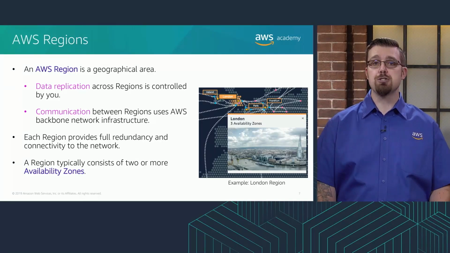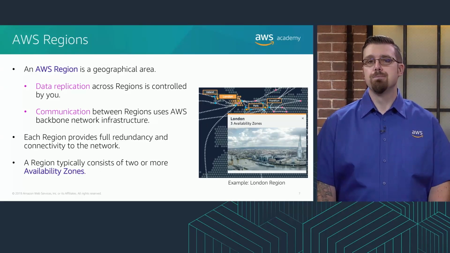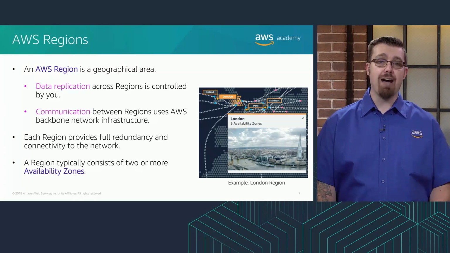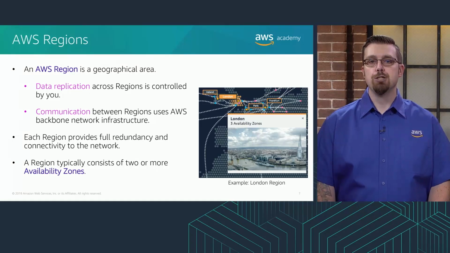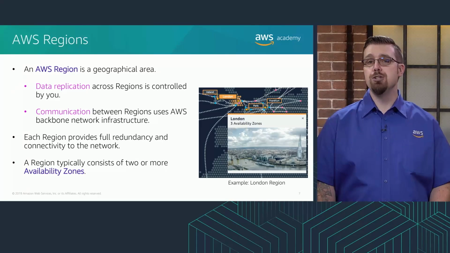AWS regions introduced before March 20th, 2019 are enabled by default. Any regions that were introduced after March 20th, 2019, such as Asia Pacific, Hong Kong, and Middle East, Bahrain, are disabled by default. You must enable these regions before you can use them. You can use the AWS Management Console to enable or disable a region.